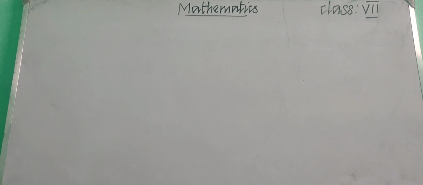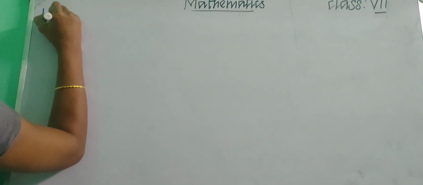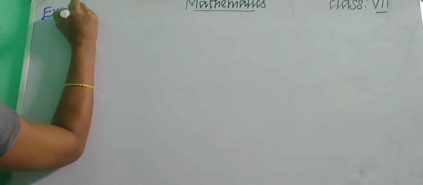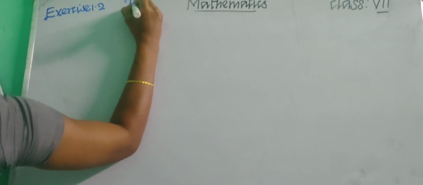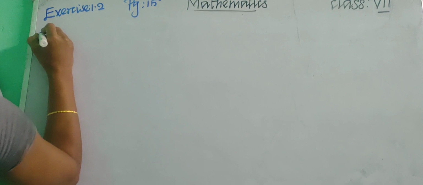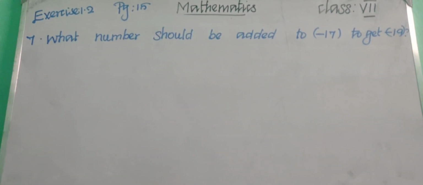So in the previous class we have learnt about subtraction of integers, right? So let us continue that, okay? Exercise 1.2, we are going to see the 7th sum, okay? It is on page number 15. Take your maths notebook, put today's date and write the 7th question.